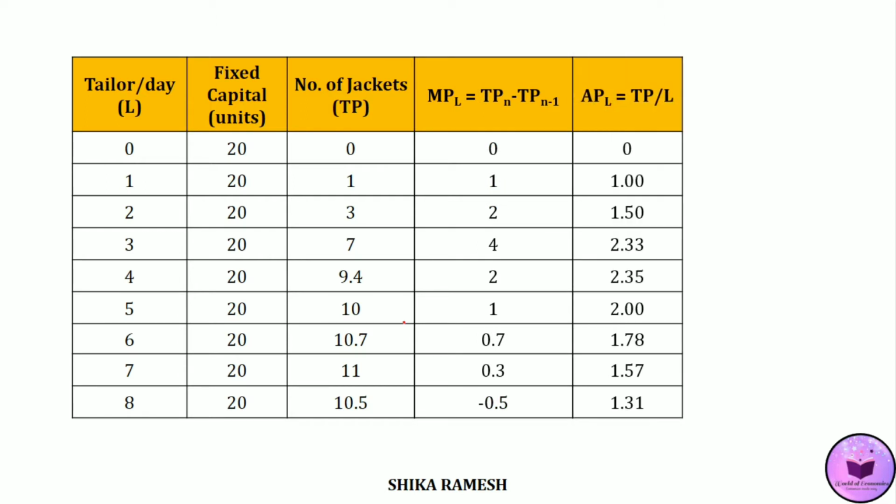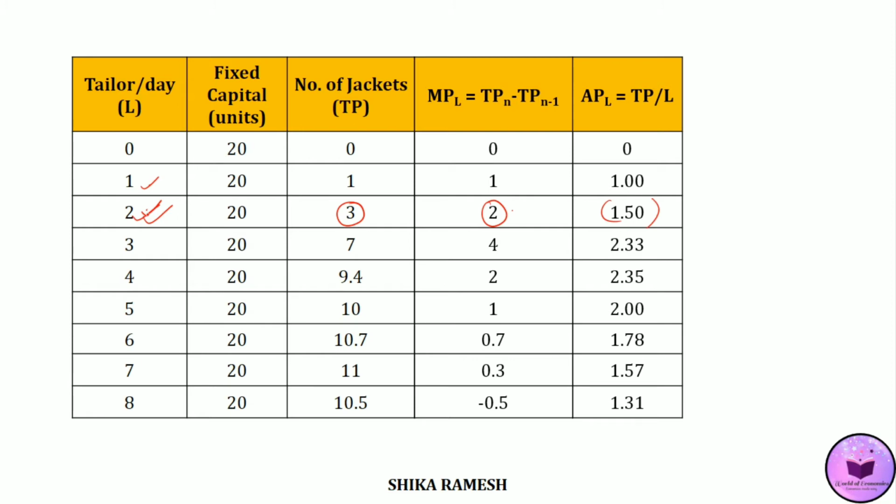When the firm is hiring the first tailor with the fixed capital of 20 sewing machines, the first tailor is able to produce one jacket, and the marginal productivity and average productivity of that first tailor is one jacket itself. When the firm employs a second tailor, both the first and the second tailor together produce 3 jackets, whereas the addition made to the total number of jackets by the second tailor is 2 units, while the average productivity of that second tailor is 1.5 jackets.